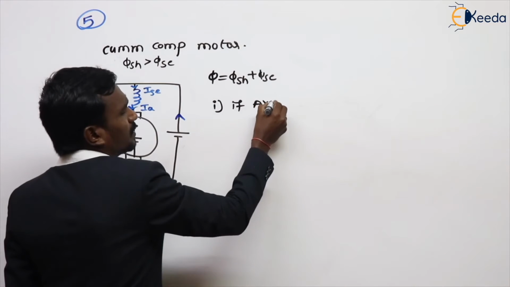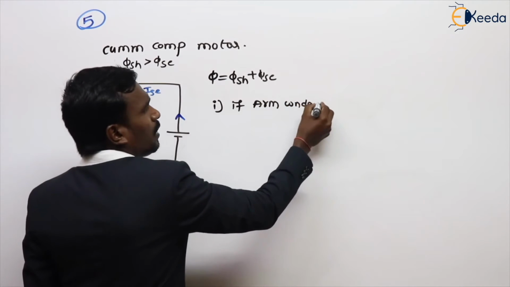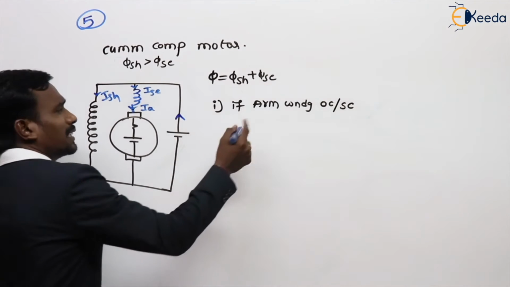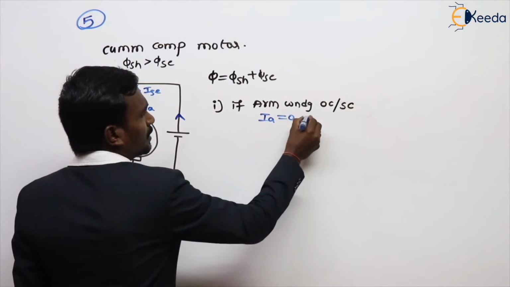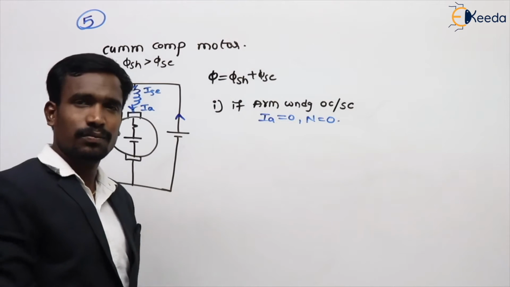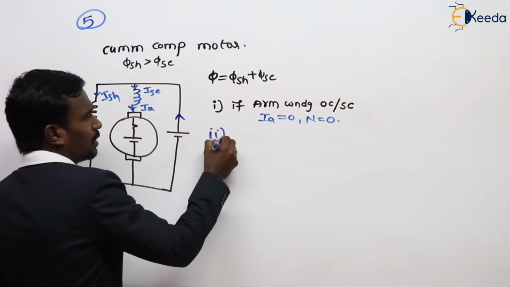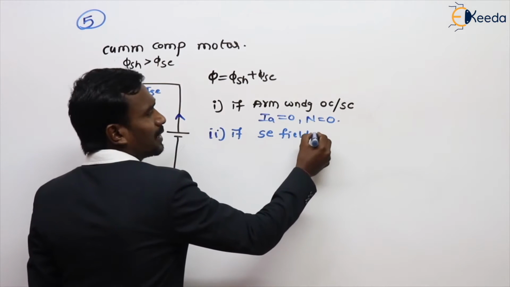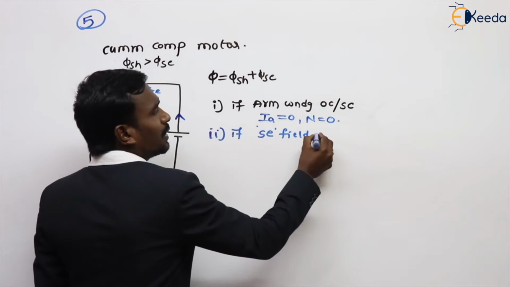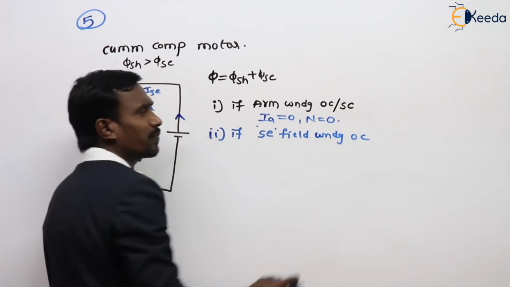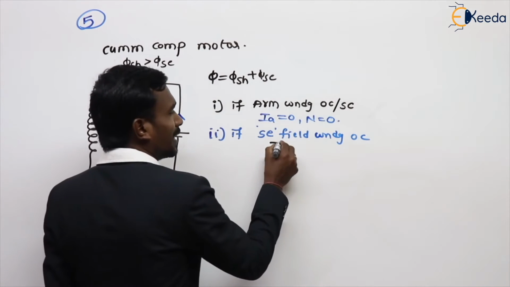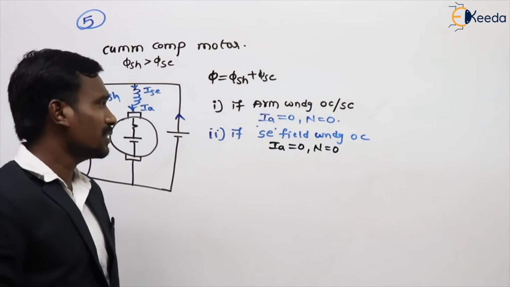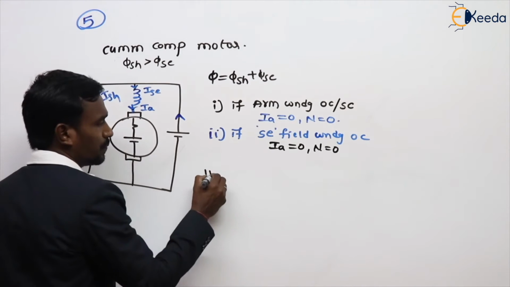If the armature winding is open circuited or short circuited, armature current is 0, then speed is 0. It's clear. Now the second question: if the series field winding is open circuited, what happens, sir? If the series field winding is open circuited, armature current is 0, then the speed is 0. This is clear, right? Next one.